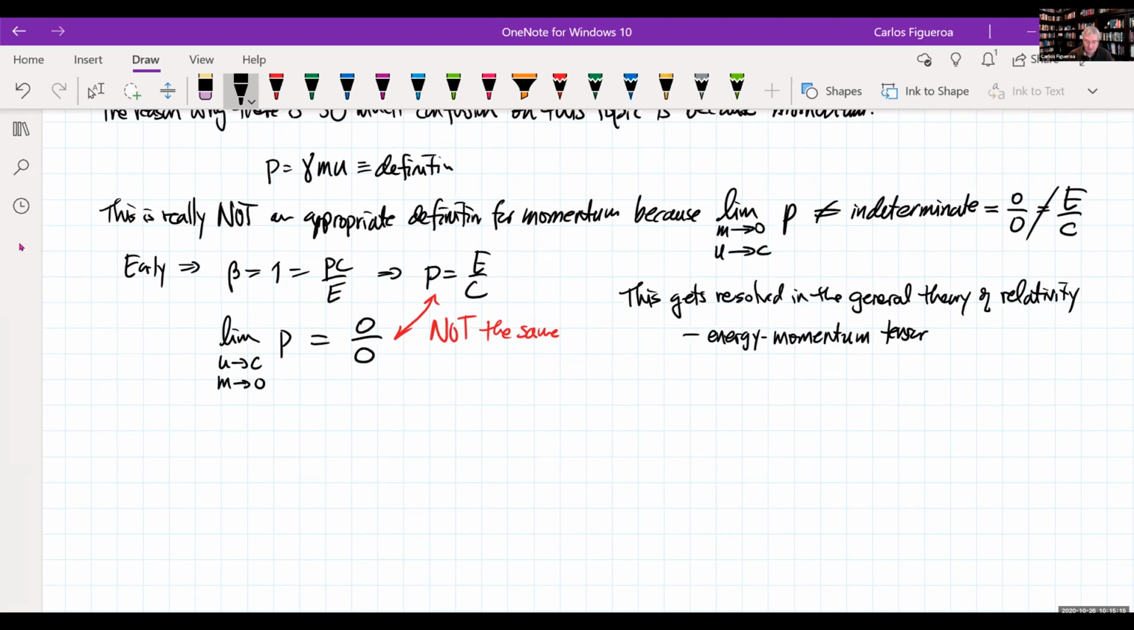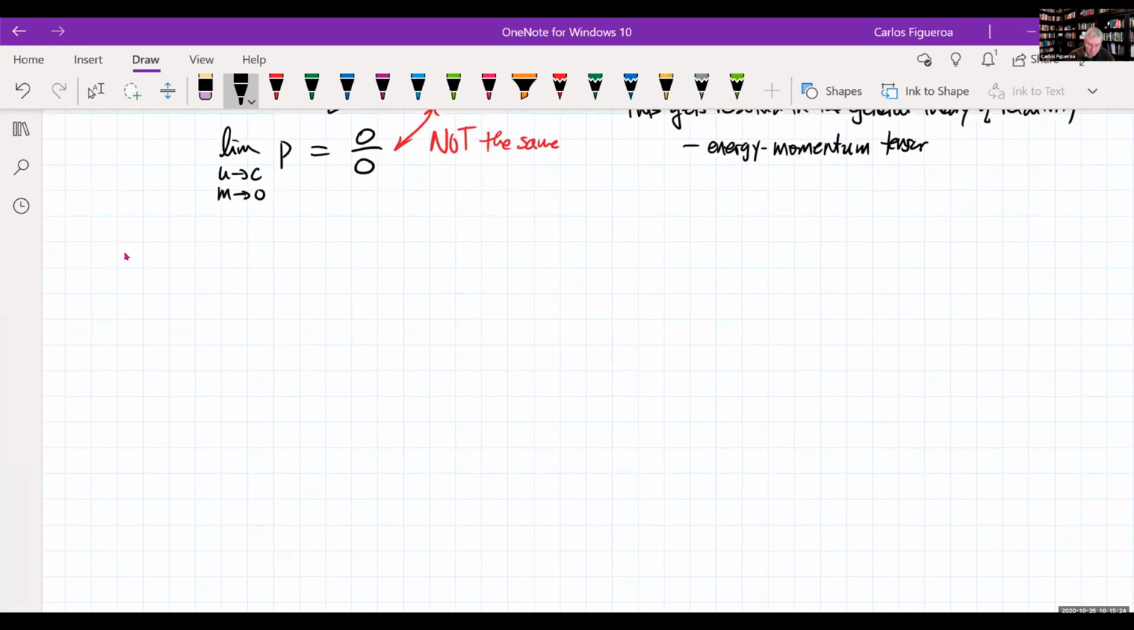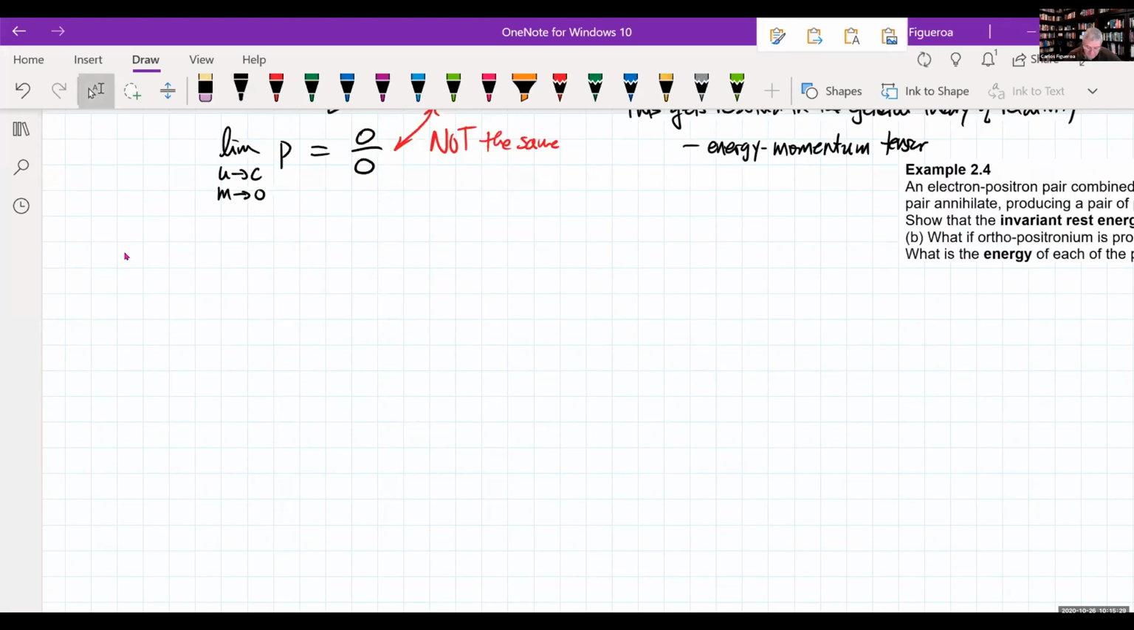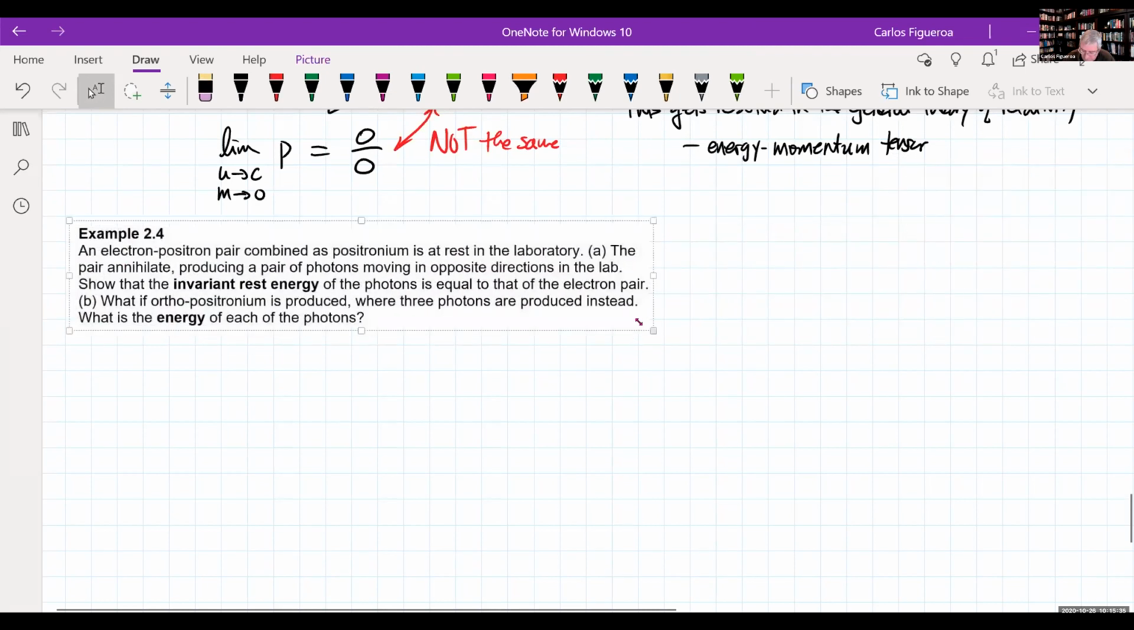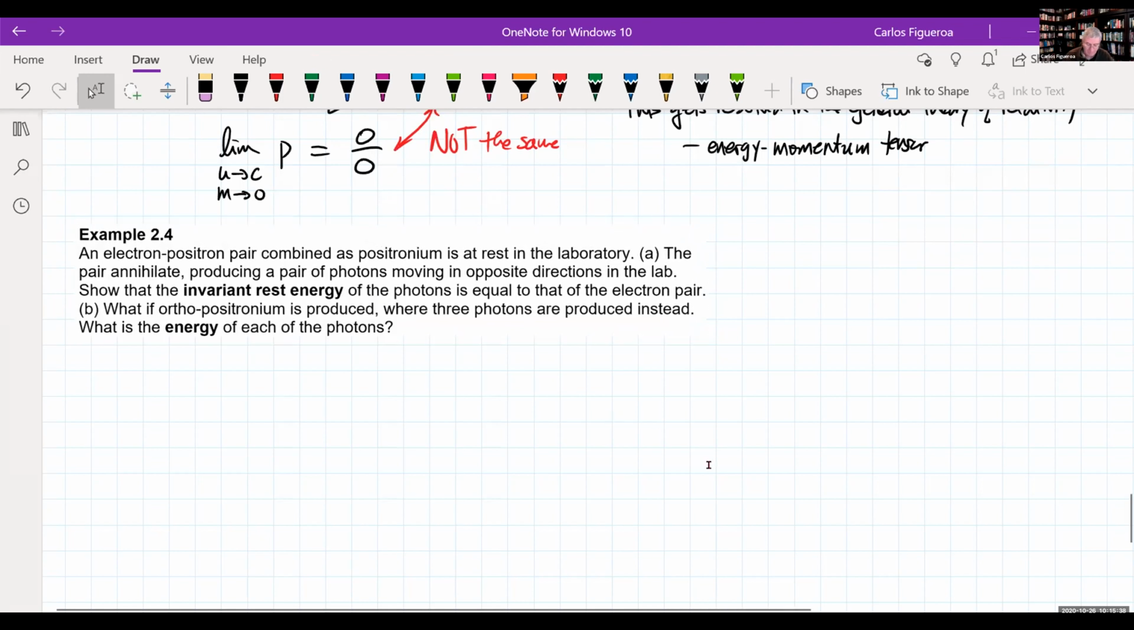And so, with that being the case here, I want to go look at this example with massless particles, assuming that I can get that example out here. So let's go look at this example. Okay. So this is example 2.4. It says an electron-positron pair combined as positronium.